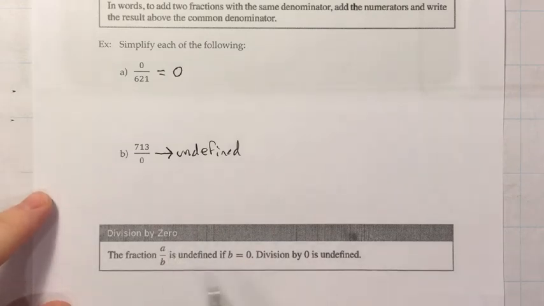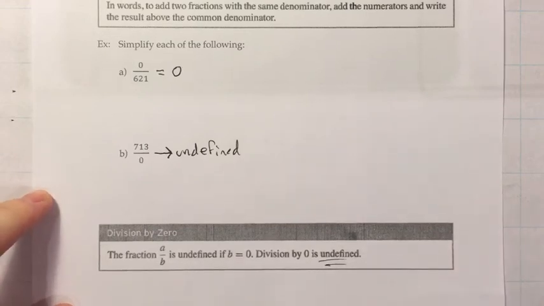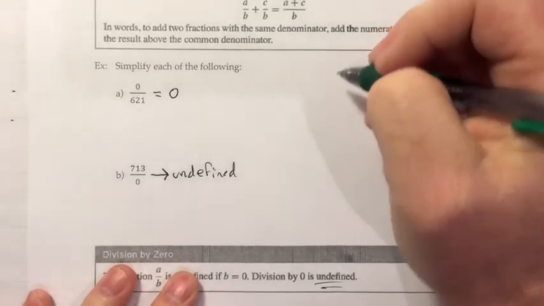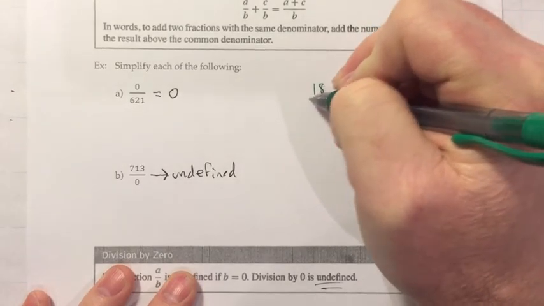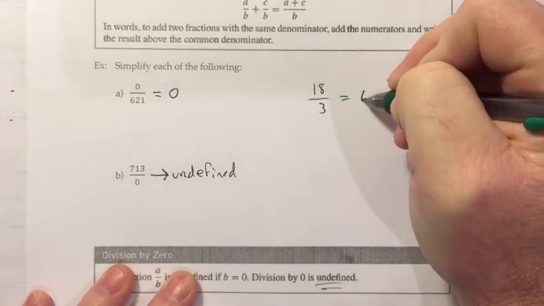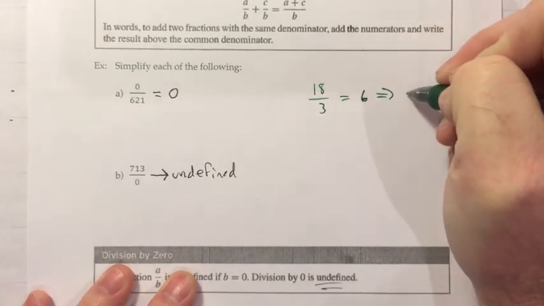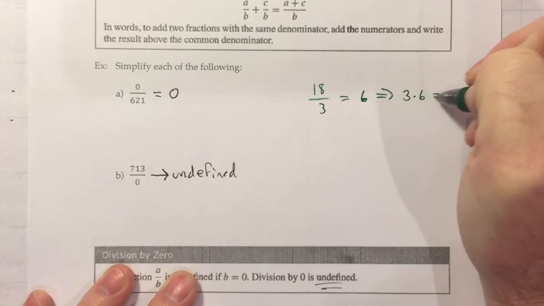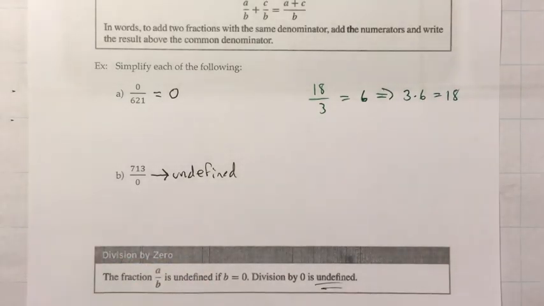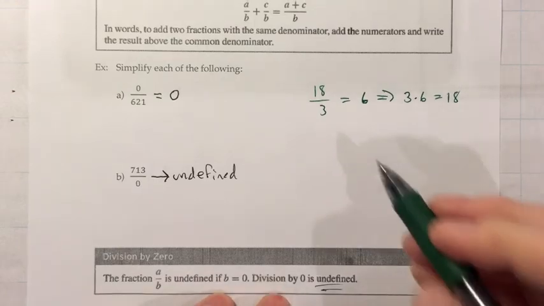So they have that summary here. The fraction a over b is undefined if b equals 0. So no 0 denominators. If so, it's undefined. I just kind of want to show you why. So let me take another fraction, let's say 18 divided by 3, and think about what's the answer. It's 6, right? And then how do you check that? We would often say because 3 times 6 equals 18. That's fairly common that people would think about it that way to make sure they had done it right.